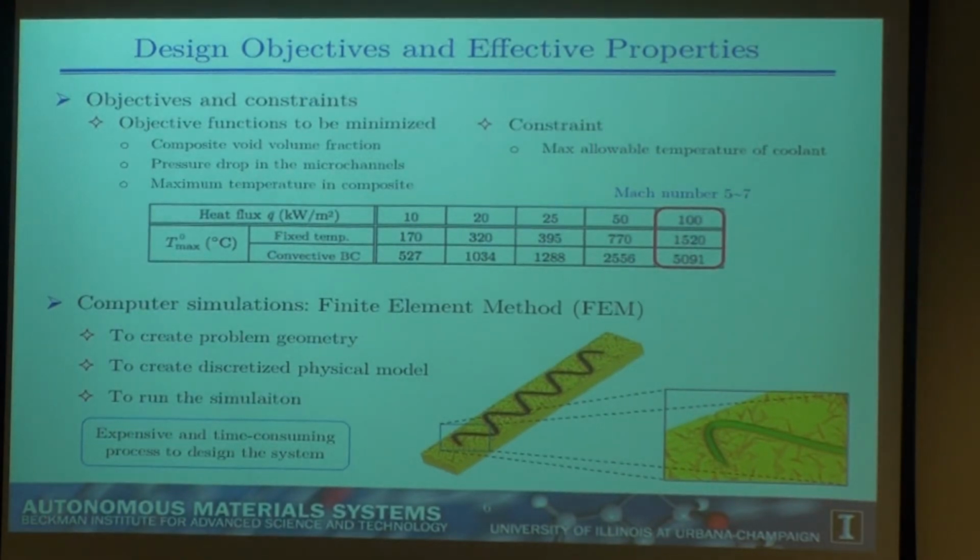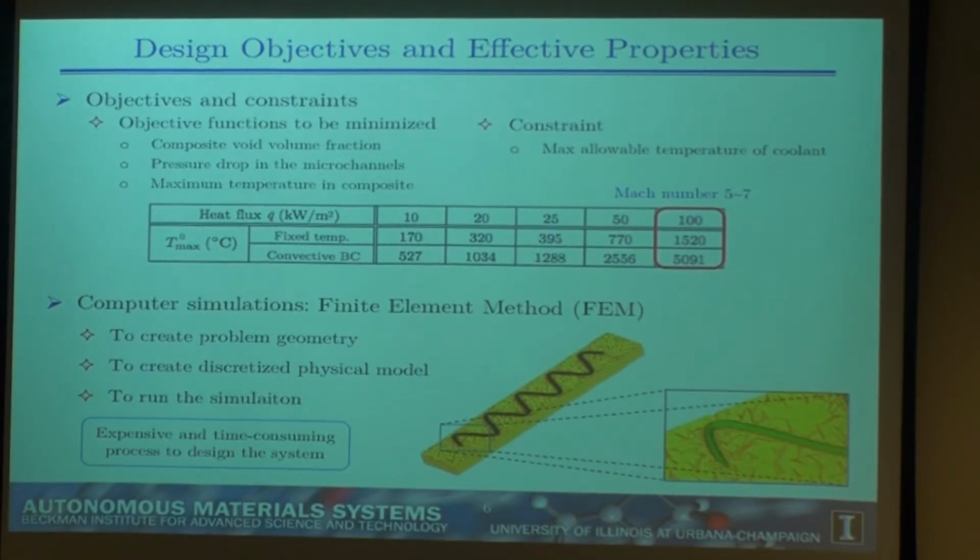And the constraint we have for the design is to maintain the maximum temperature of the coolant, in this case, for example, water, less than a certain value. For example, for water, we don't want to let the temperature exceed 100 degrees Celsius. Now, for computer simulation, we have different choices. Conventional methods like finite element or finite volume method are usually used.